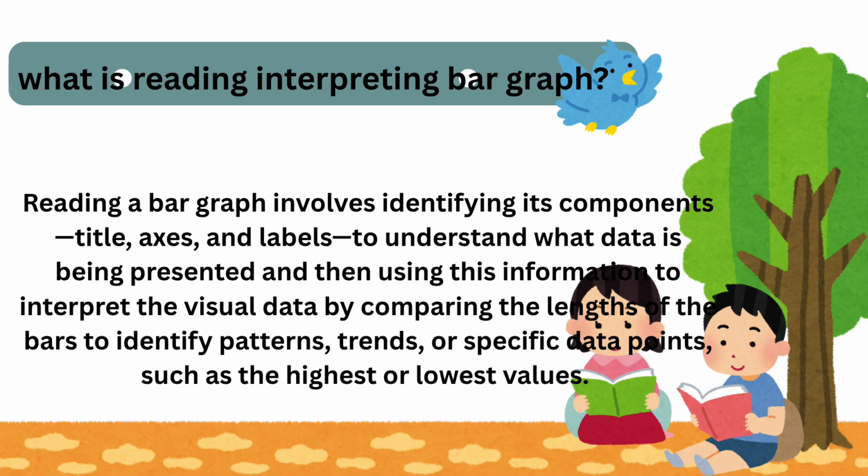What is reading and interpreting a bar graph? Reading a bar graph involves identifying its components, titles, axes, and labels to understand what data is being presented, and then using this information to interpret the visual data by comparing the length of the bars to identify patterns, trends, or specific data points such as the highest or lowest values.